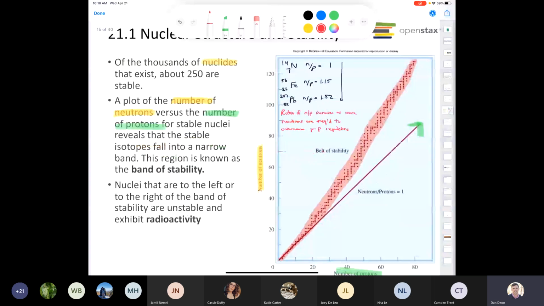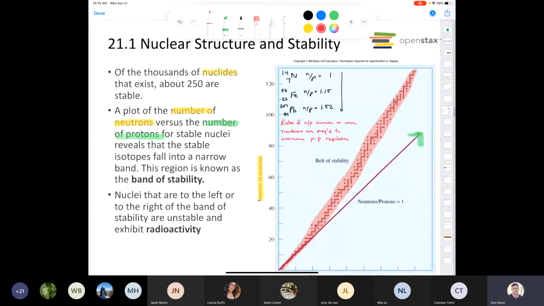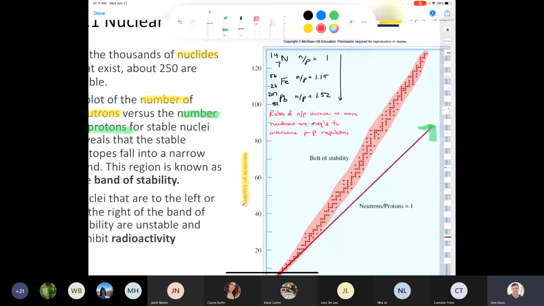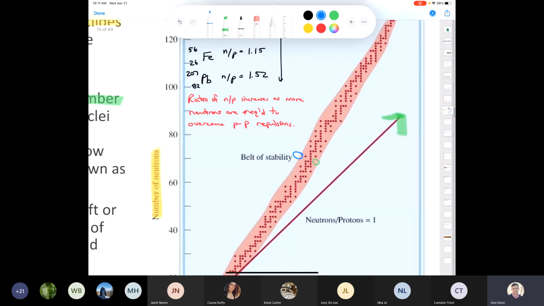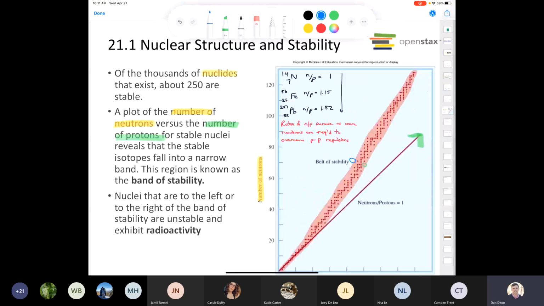Like that. And later on, I don't know if we'll have time to do it today, we're really going to get into the nitty-gritty of the band of stability. We're going to say, what if you have a nuclide that lies on the low side of the band of stability versus a nuclide that lies on the high side? What are those nuclides going to do to become stabilized? They're going to do different things depending on whether the ratio of neutrons to protons is too large or too small. But in order for us to really analyze that, we have to get into section 21.2, and we're not there yet.